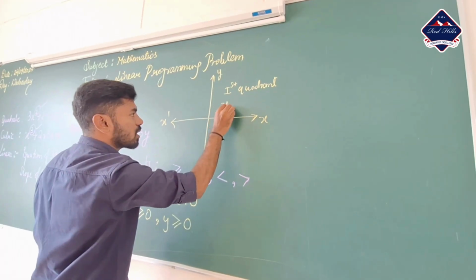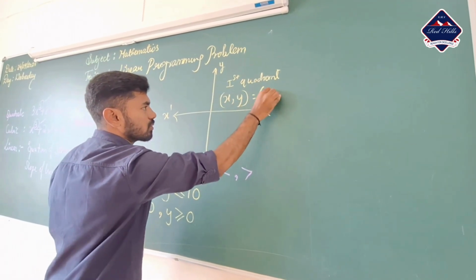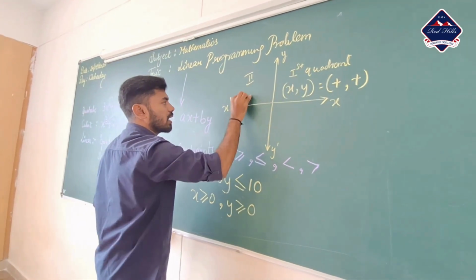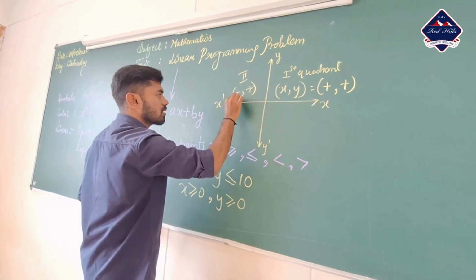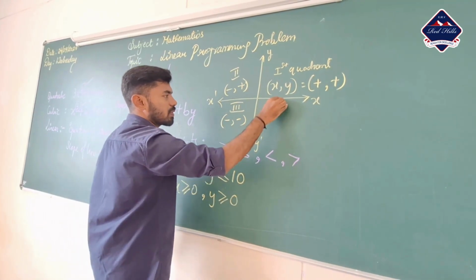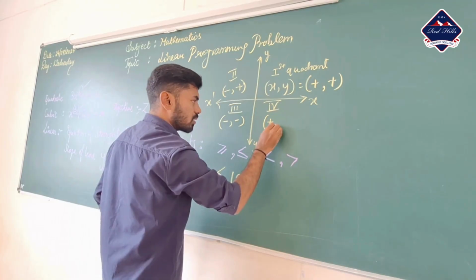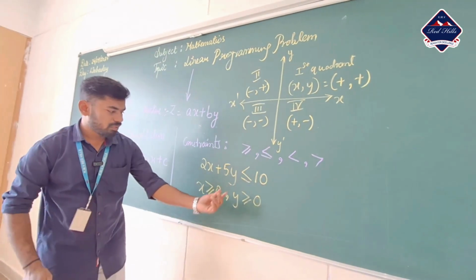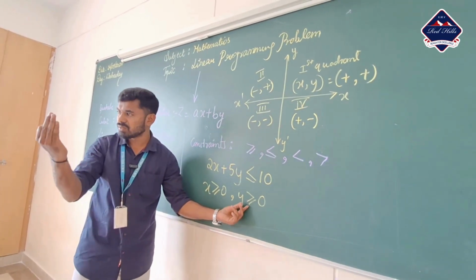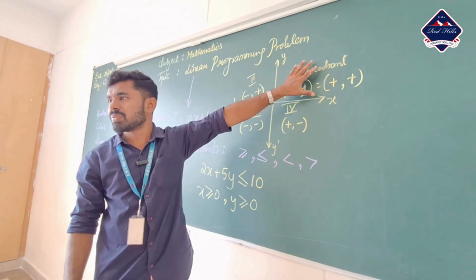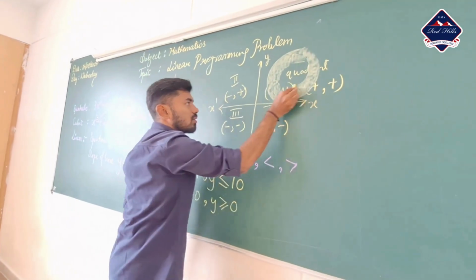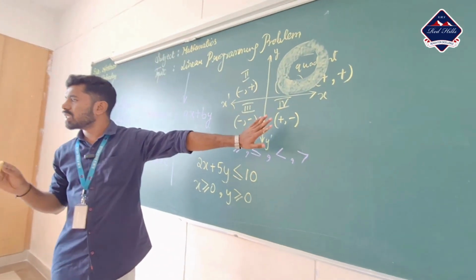where both x comma y are positive. Correct? And when it comes to the second quadrant, x is negative, y is positive. With regard to the third quadrant, both are negative. With respect to the fourth quadrant, x is positive, y is negative. Correct? So when we say x is greater than or equal to 0, y is greater than or equal to 0, whatever graphical representation we get, that purely comes under which region? First quadrant. I hope everybody understood.